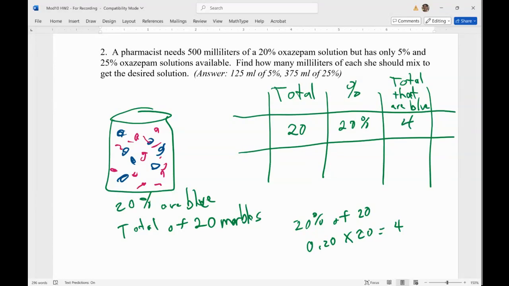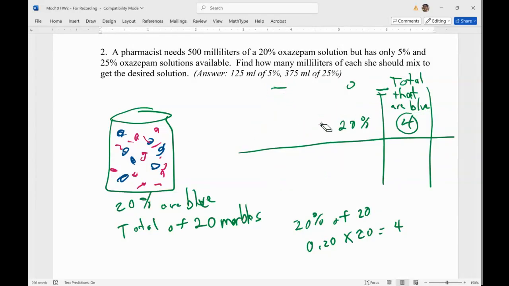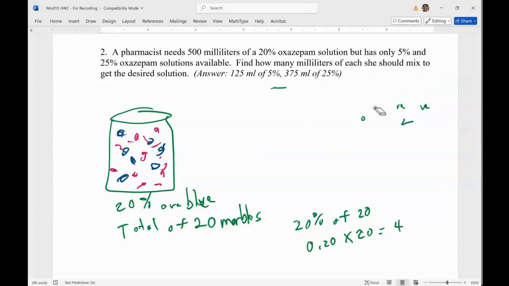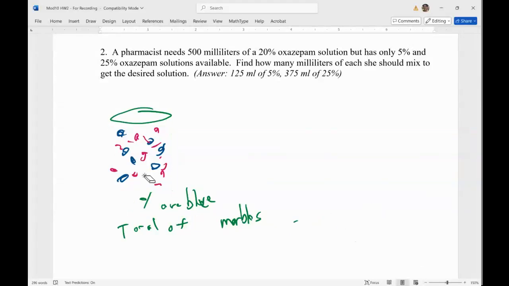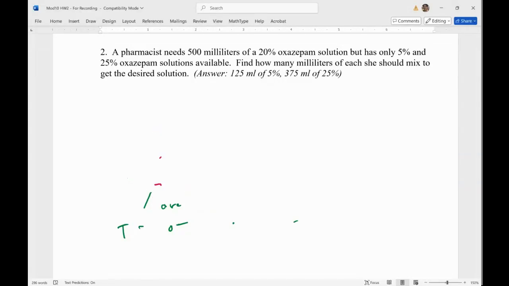The point is this. If you take the total that you have and multiply it by the percent that is a certain thing, like being blue, that will tell you the total that you have that are just blue. We're going to need this idea to solve this problem. So let's do the actual problem now, and keep in the back of your head that idea that I just told you.